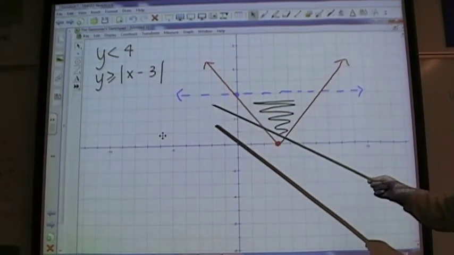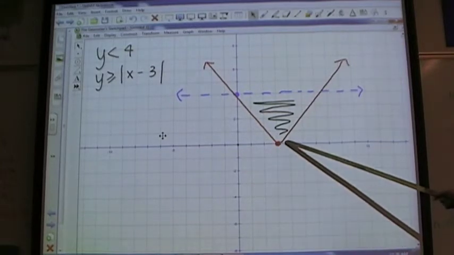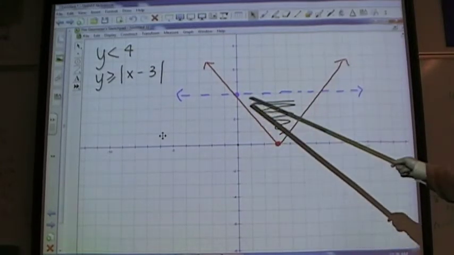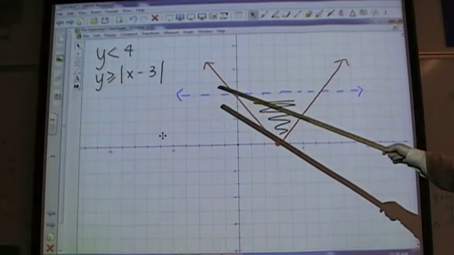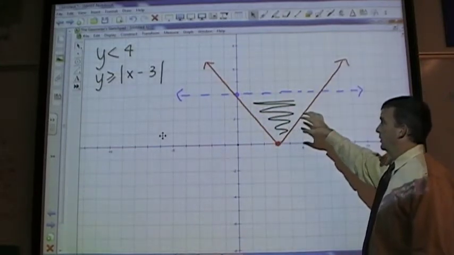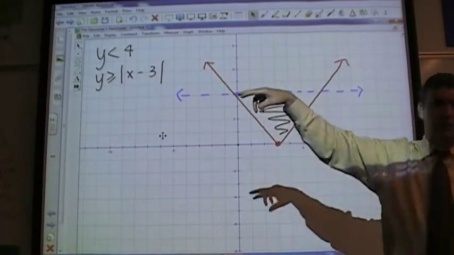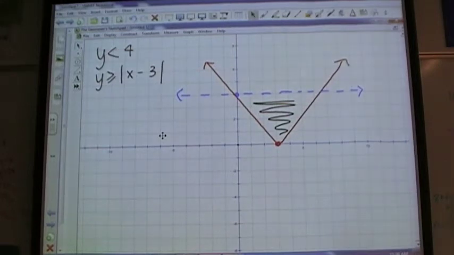If you want to get exact with it, you can do a table of values. We know it's a solid line. And for greater than, you would shade inside of it. And the region that satisfies both is right in here. So your solution is the set of points inside that triangle area. Okay? Question?